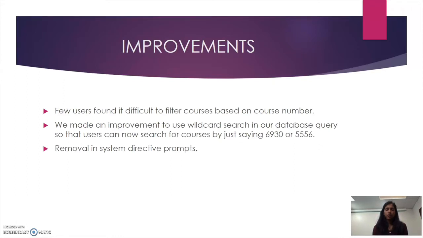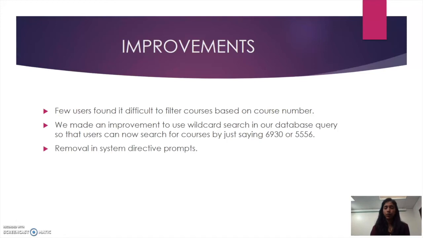The first was that a few users found it difficult to filter courses based on the course number, because they couldn't include the CIS-CEN part of the course number. So we made an improvement to use wildcard search in our database query, so that users can now search for courses by just saying the number, that is 6930 or 5556. Another thing was our system was providing multiple directive prompts. So we removed the directive prompts and made the system more interactive.